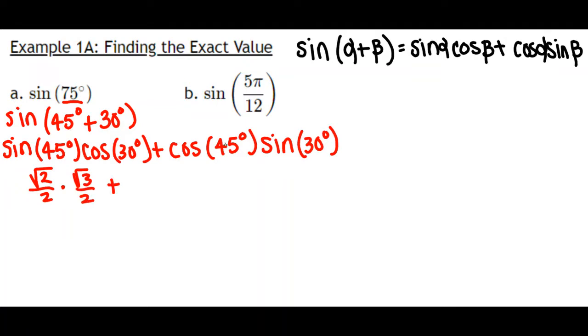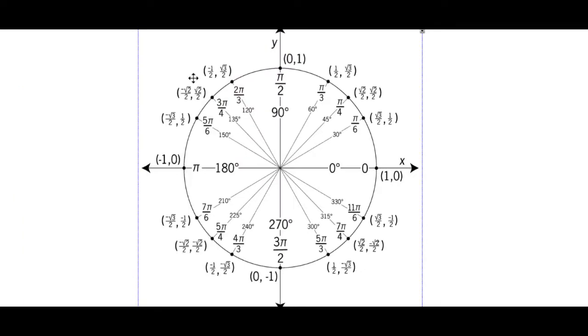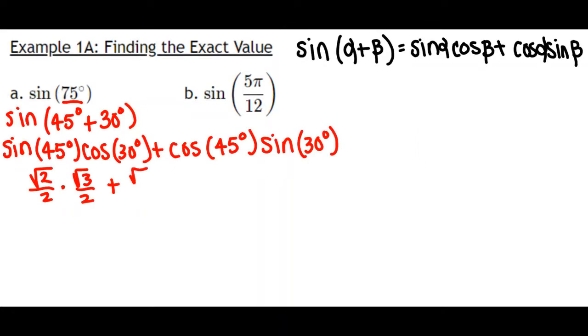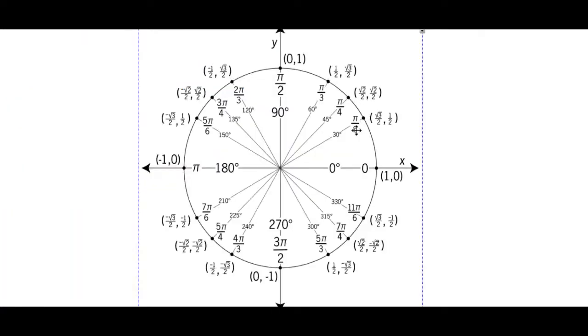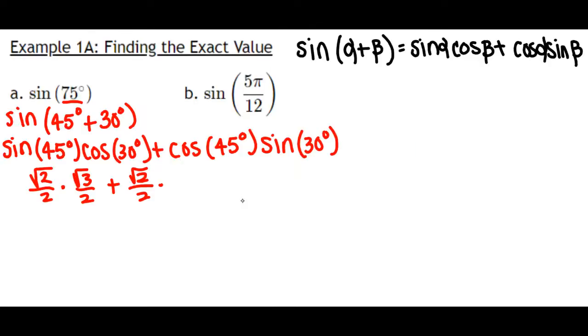Plus cosine of 45. Go to 45. Cosine is the x value, so it is square root 2 over 2. Times sine of 30. Go to 30. Sine is 1/2. So 1/2.